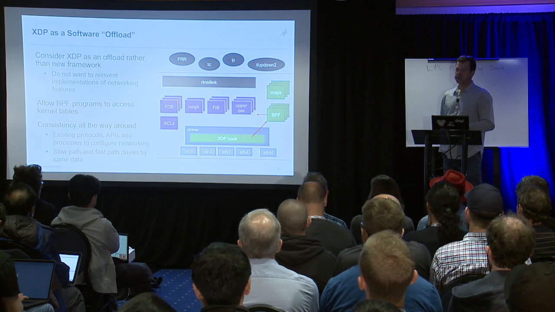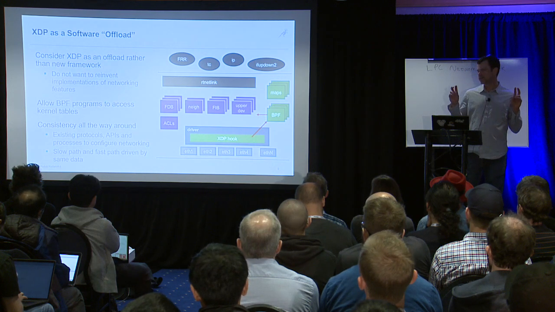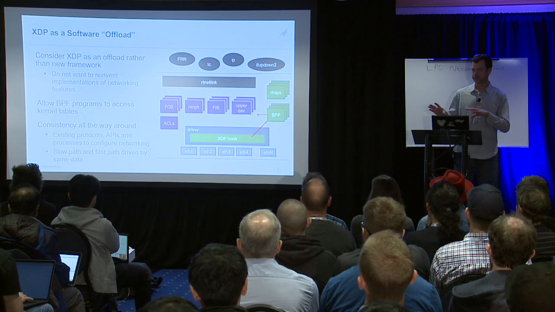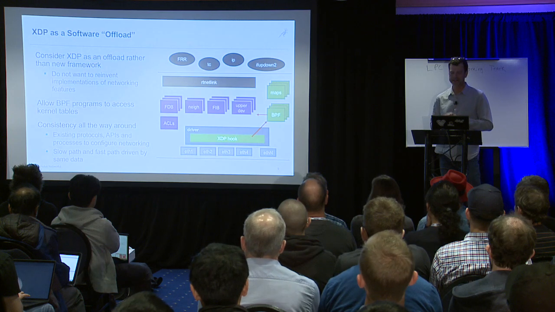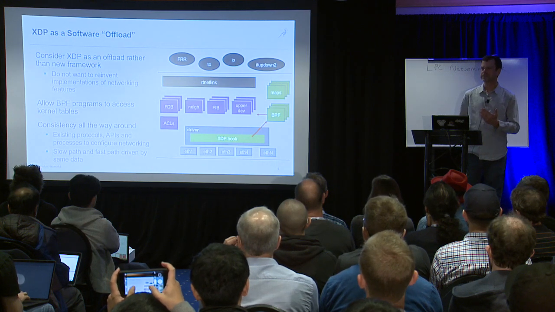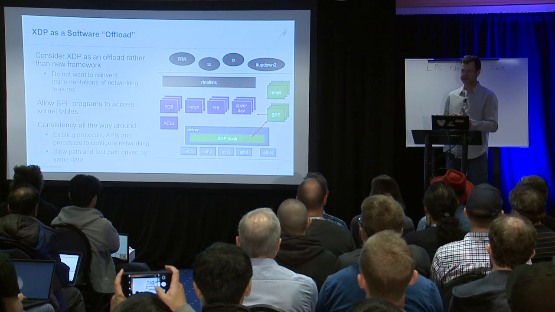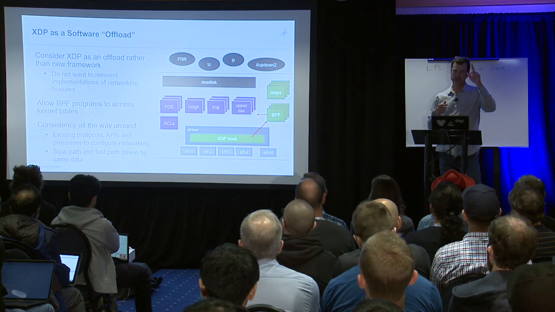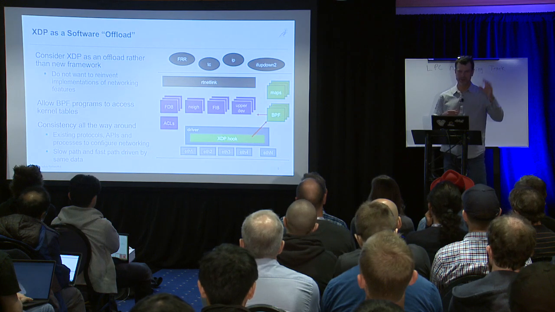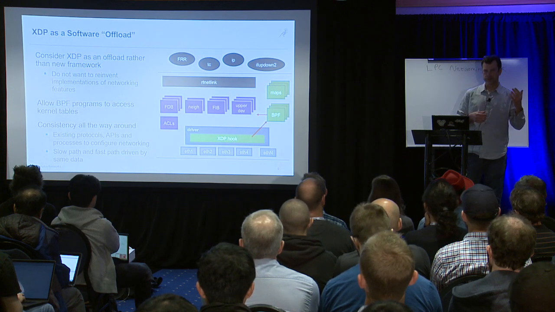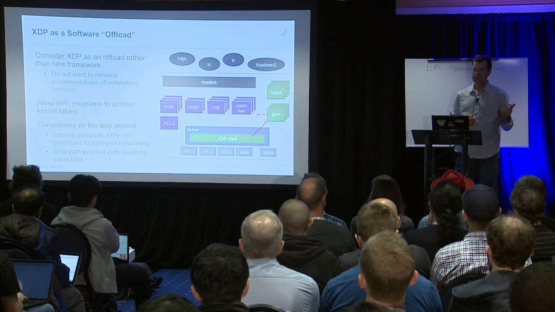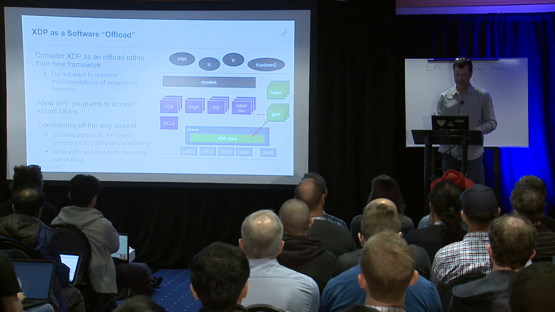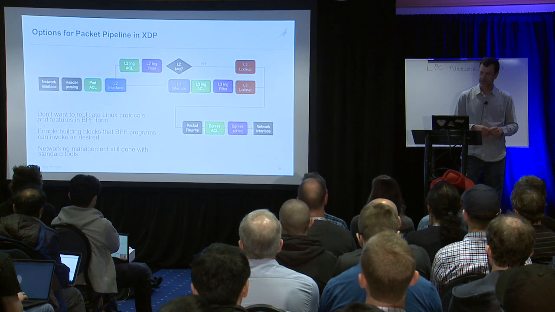So why not think of XDP as kind of a software offload? It's not really an offload, but in the sense that you're trying to fast path packets, fast path forwarding of packets, and you want to have these BPF programs be able to look up into these networking data structures and use that information to decide what it's going to do with a packet, as opposed to re-implementing something.